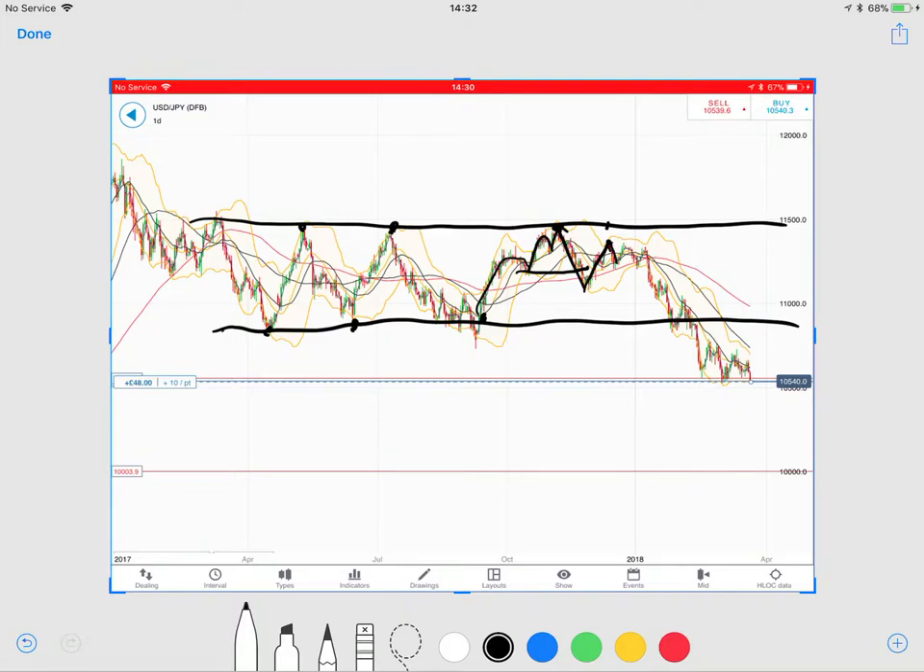What we see then is a little pullback here, and then the buyers come back in, but they didn't get up to this level here. They didn't quite reach there, and then obviously it went back down again. It didn't quite reach there. More people are starting to believe that it's a sell. Big crash, breached that level there. There's a seller who started it all, crash.